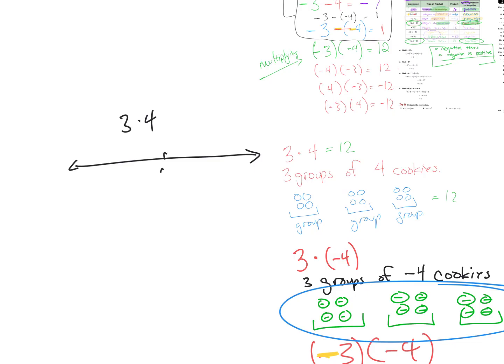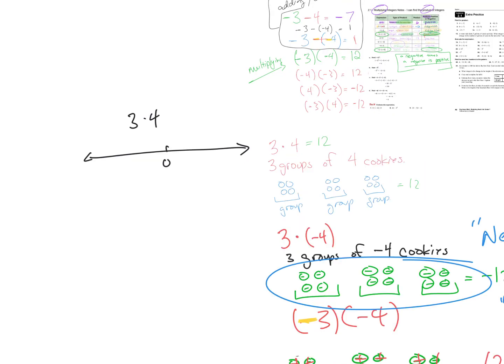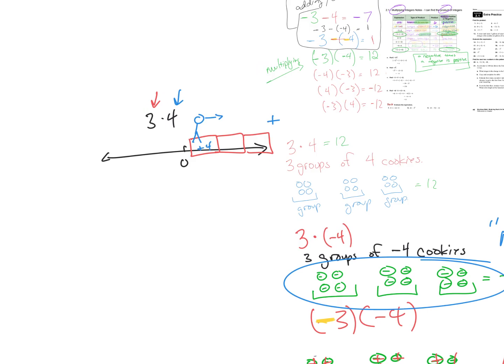Here we are at 0. What I'm going to do is take 3 steps forward, and in each of those, I'm going to take positive 4 steps. I'm looking this direction, positive, because that's positive, and I'm going to take positive 4 steps. Okay? So we end up getting 12, right?